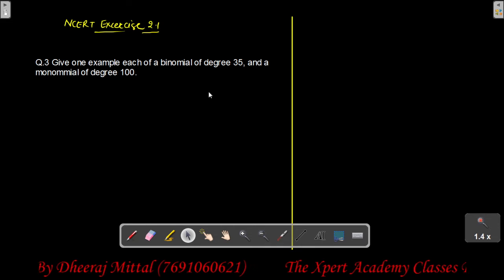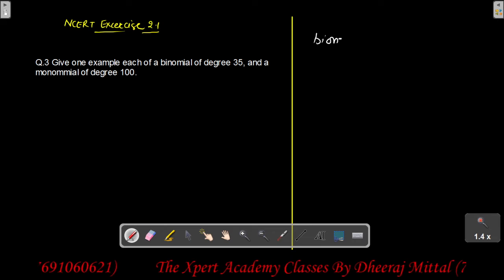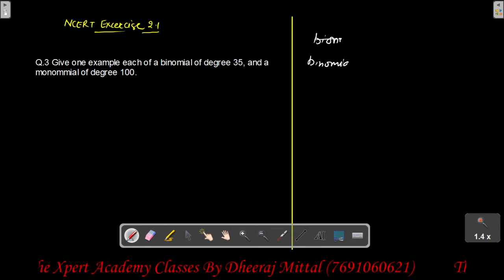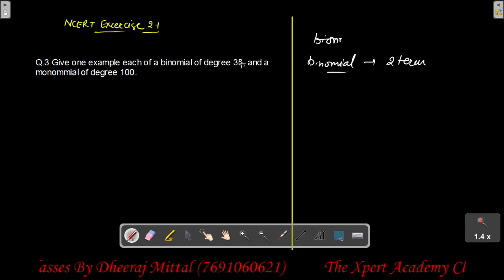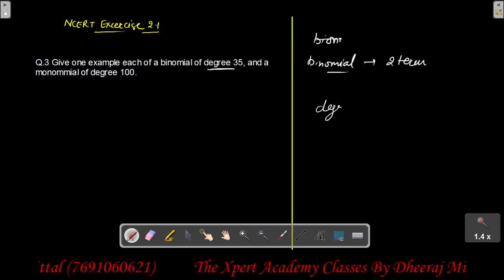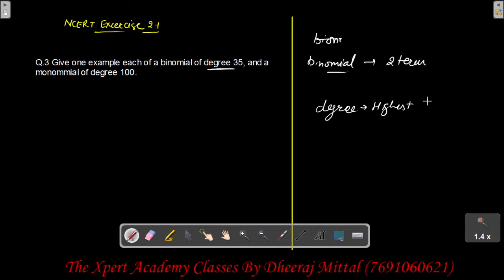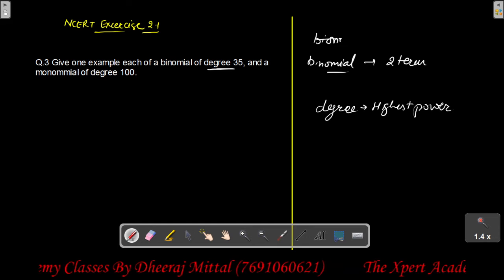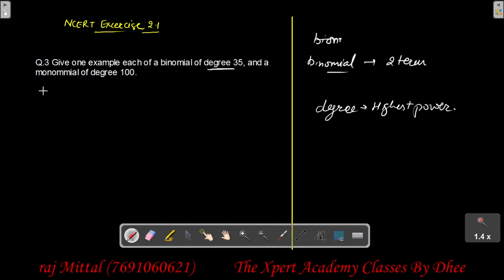So what is a binomial? Binomial is that polynomial which has two terms. And what is degree? Degree is the highest power. So we have to give one example of a binomial, meaning a polynomial with two terms and highest power 35.